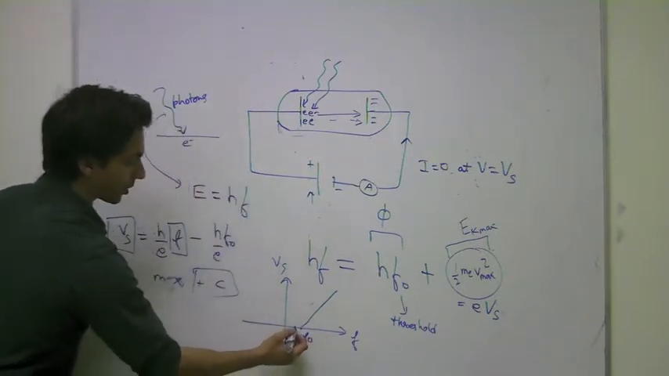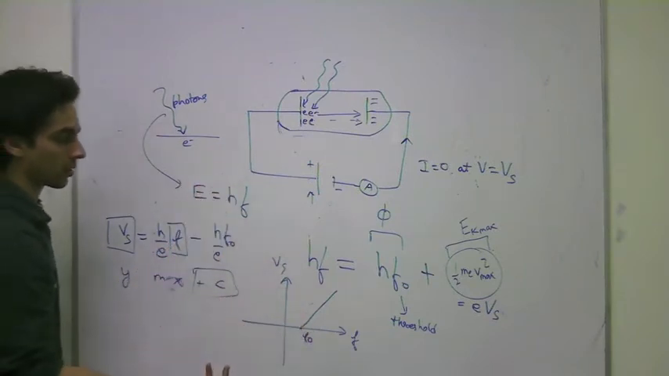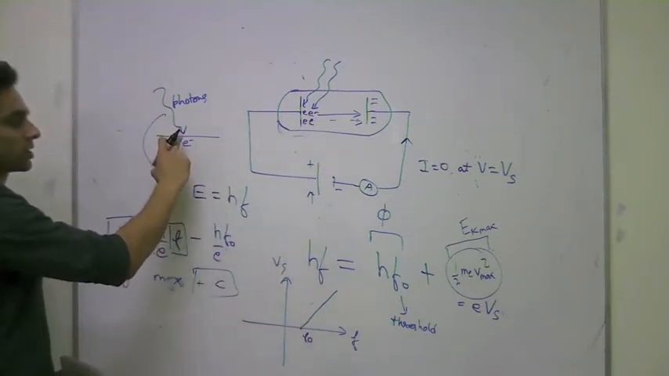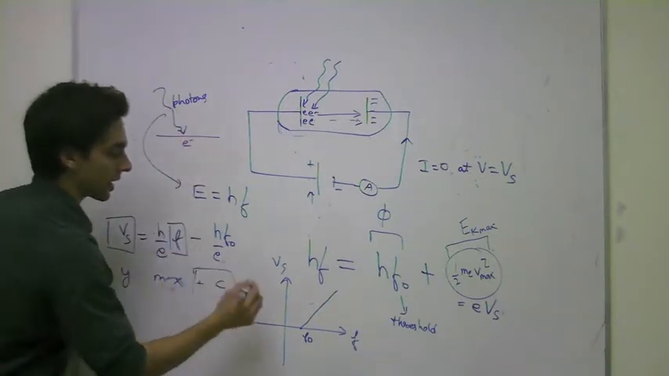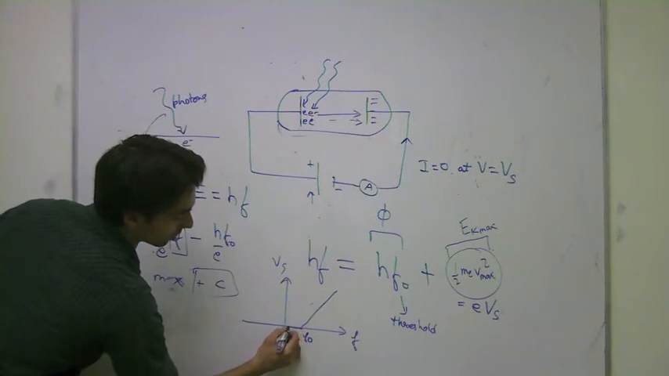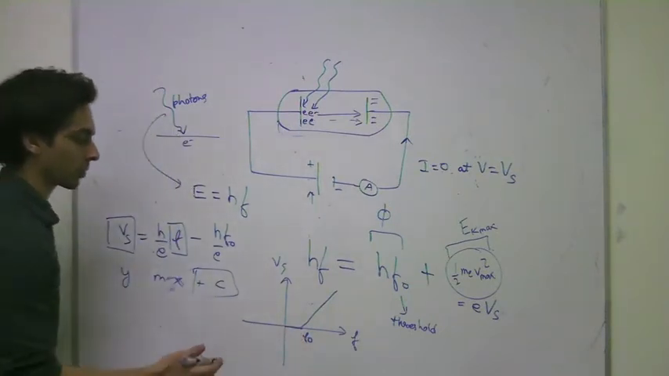Below f naught, below the threshold frequency, there is no current generated. Like we mentioned, below the threshold frequency, the photons will not be able to eject electrons, and therefore the current will become zero, or the stopping potential will be zero. There is no current, so there is no stopping potential.